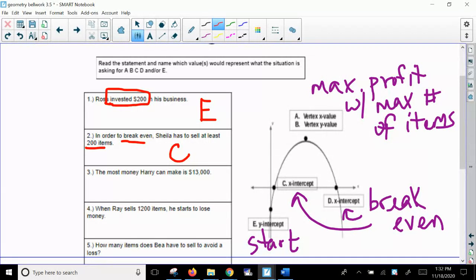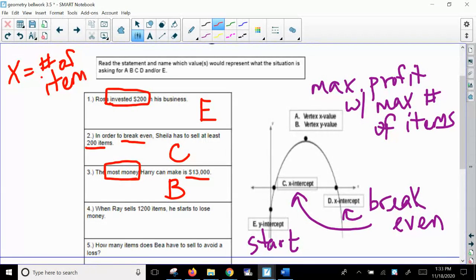Number three, the most money Harry can make is $1,300. Keyword is most money, which means we're looking at the vertex for maximum. Now, is it maximum X value or maximum Y value? Well, it's going to be maximum Y value, which is B. Remember that X stands for number of items, and Y is always your dollar amount.